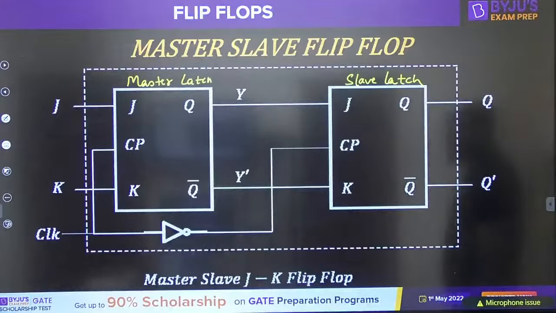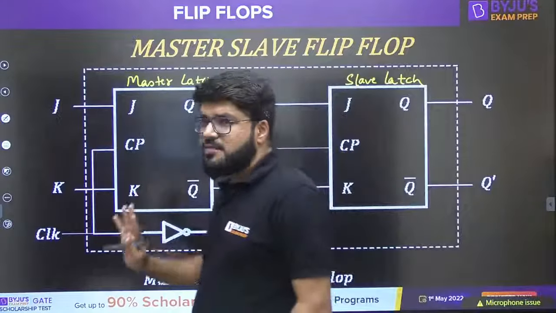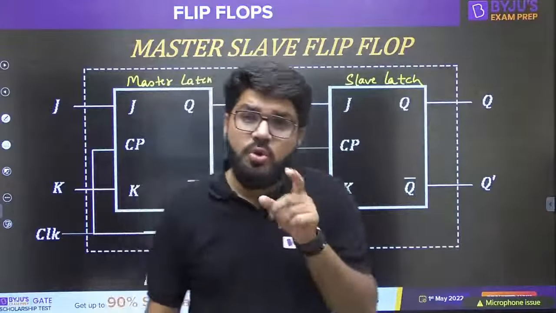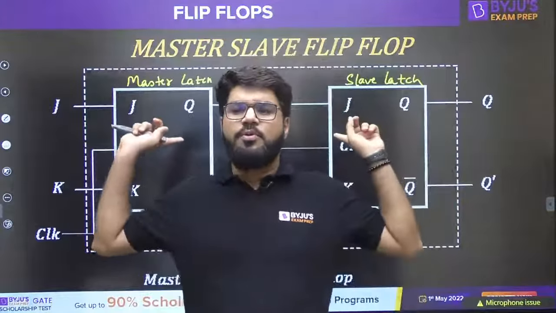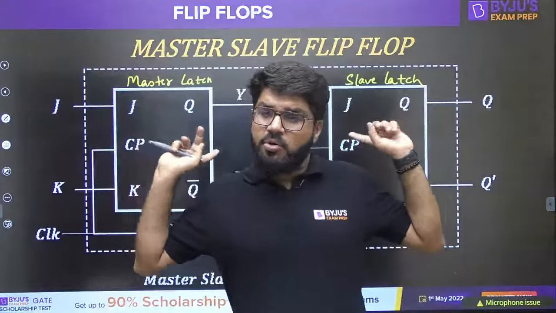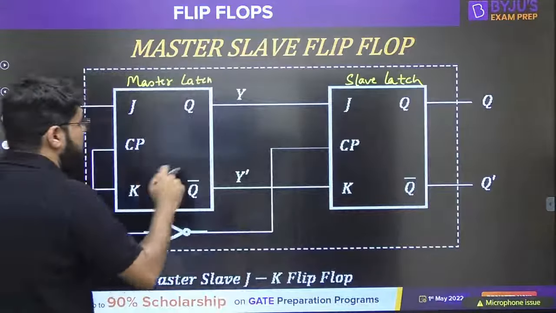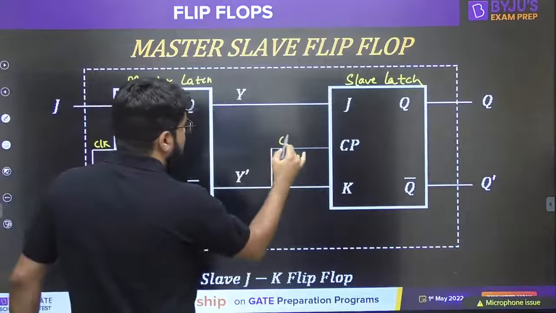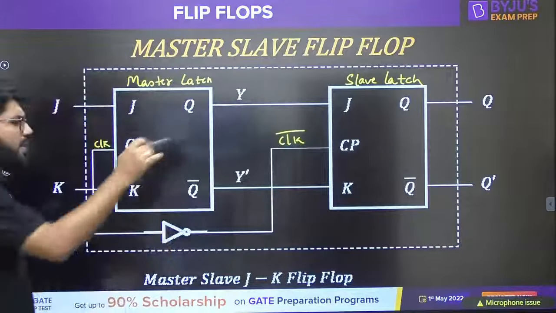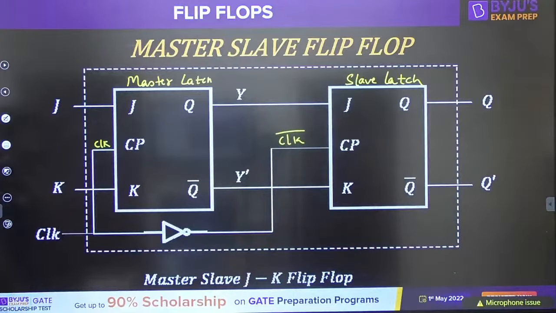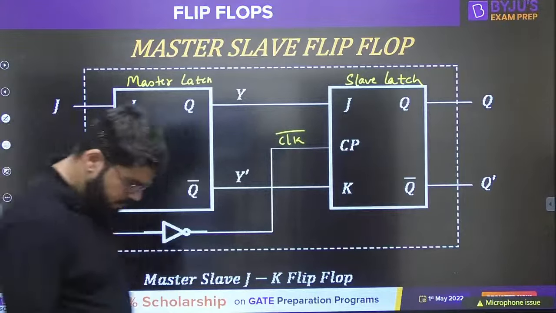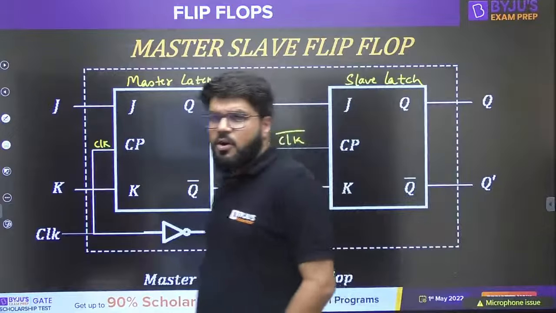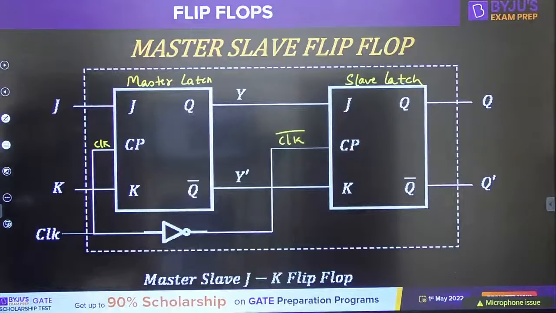But the clocking of both is different. Because I'm calling both of them latches, we should know that a latch is level triggered. Individually both of them are level triggered, right? So both of them will accept the clock, but one is getting the clock, another one is getting the clock bar, the output of this inverter. One of them is getting the clock, one of them is getting the clock bar. Right, everybody?